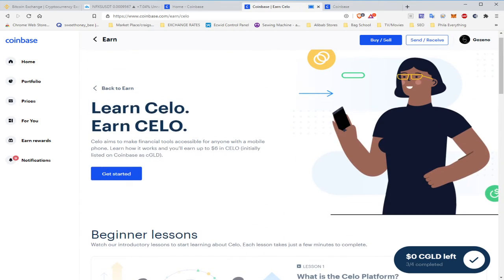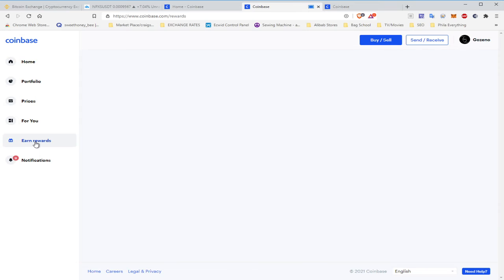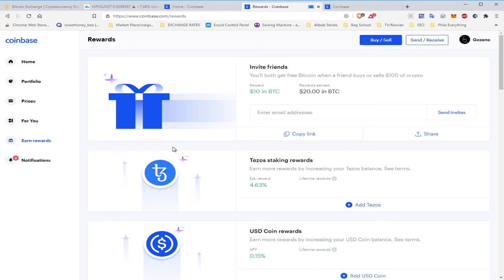Now, another way that you can earn some extra stuff on Coinbase is through referrals. A lot of people get referred to Coinbase, and Coinbase offers incentives for referrals. I don't believe this is something you can get if you just sign up on your own. But if a friend gives you a link, or if you find a link somewhere, you can get an extra $10 in Bitcoin once the person that you referred buys or sells $100 worth of crypto.